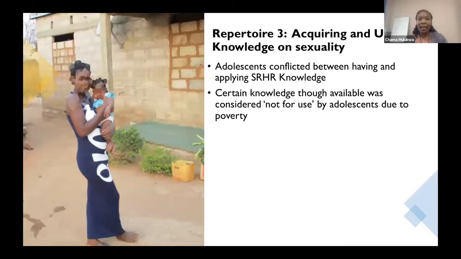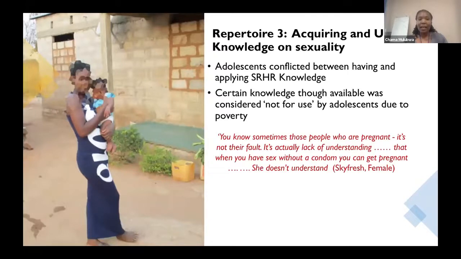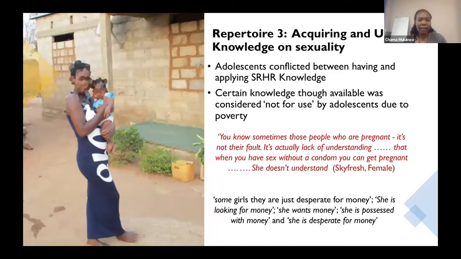And the other thing that came out was some participants recognizing that lack of knowledge was not everything, because adolescents were also faced with other factors such as poverty. But even then, it still wasn't acceptable for any adolescents to engage in sex or even to seek sexual reproductive health. Some participants referred to such girls as "some girls are just desperate for money." They use terms such as "she's looking for money, she wants money, she's possessed with money, she's desperate with money," which was really stigmatizing in a way.